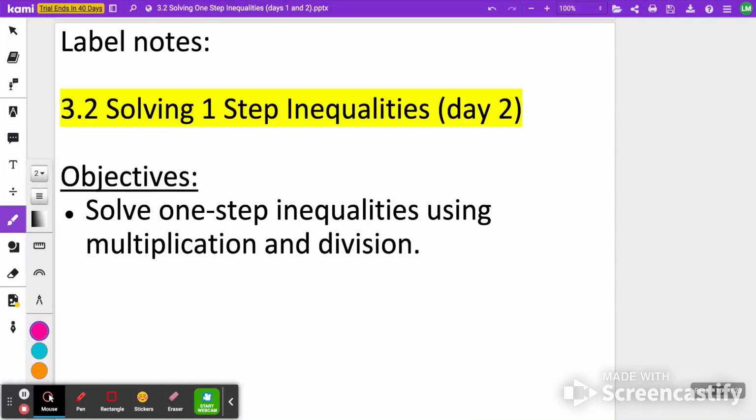Today we're looking at lesson 3.2, solving one-step inequalities. This will be the second lesson we've done on it. The first lesson, if you didn't catch it, was solving using addition and subtraction. Today, though, we are learning how to solve one-step inequalities using multiplication and division.